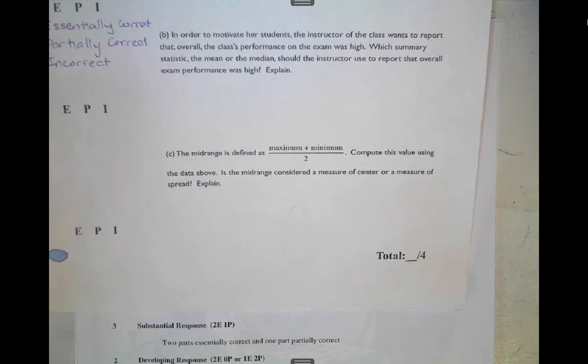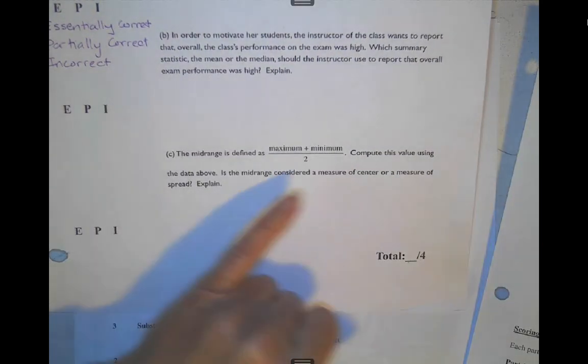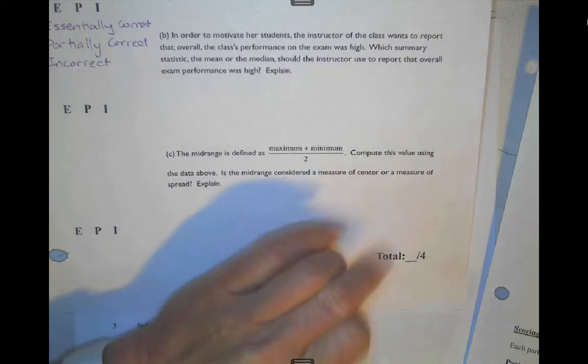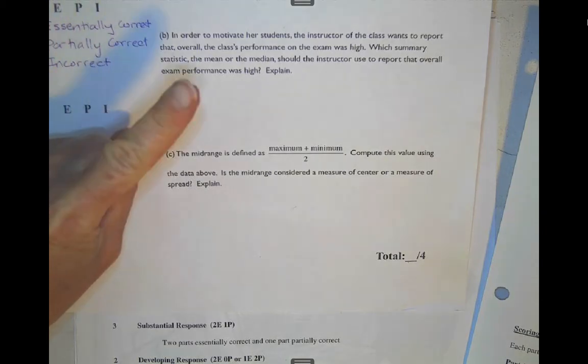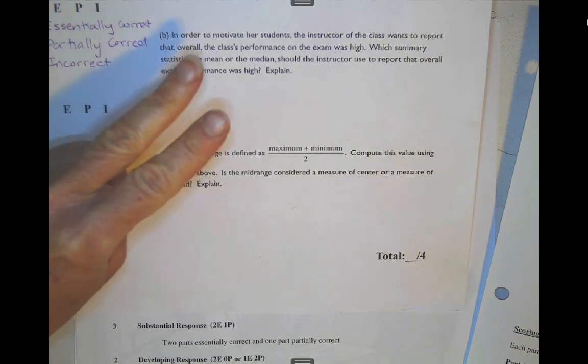All right, and the last one here, it says the mid-range is defined as the minimum plus the maximum divided by 2. Compute this value using the data above. Is the mid-range considered a measure of center or a measure of spread? And explain.